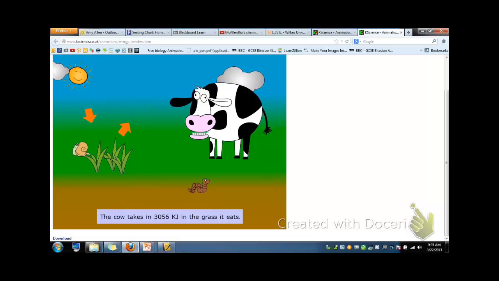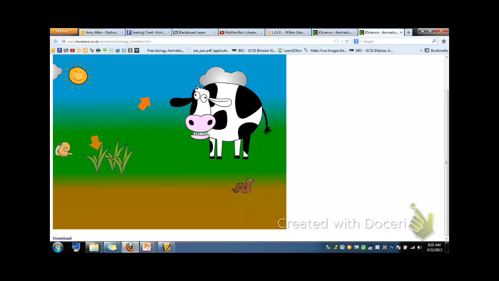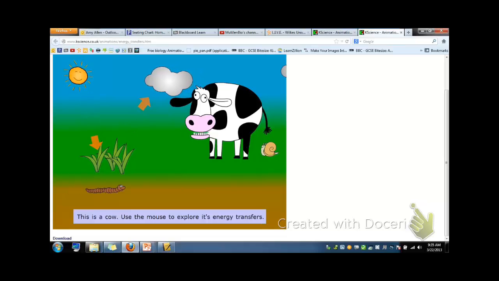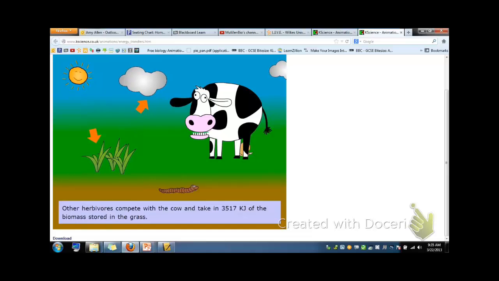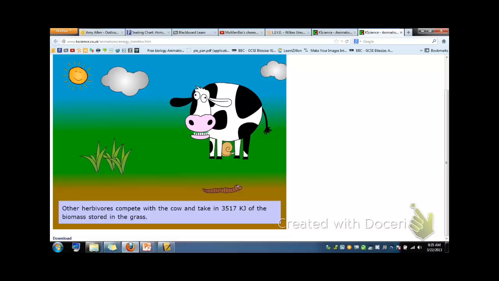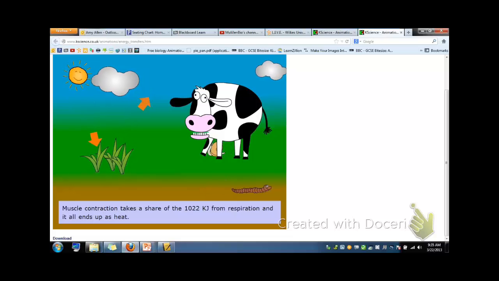What else in this picture would get chemical energy from the grass? What else would get chemical energy from the grass? The sun provides electromagnetic energy to the grass. What gets energy from the grass? The snail, which is a herbivore, which means it eats vegetation like grass. It says the snail competes with the cow and takes in about the same amount of kilojoules of energy stored in the grass.